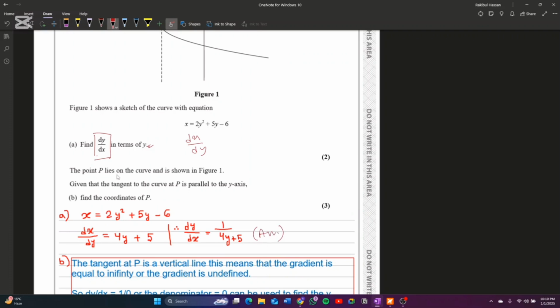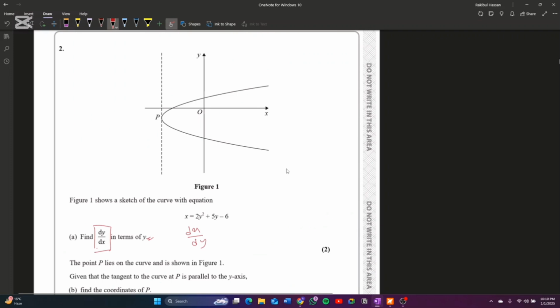Then the point P lies on the curve and is shown in the figure here. This is point P, and we can see that the tangent at this point is a straight line parallel to the y-axis, which means that the gradient of this line is actually undefined. Why? Because we know that the gradient M is del y by del x. Here del x is 0. There is no change in the value of x.